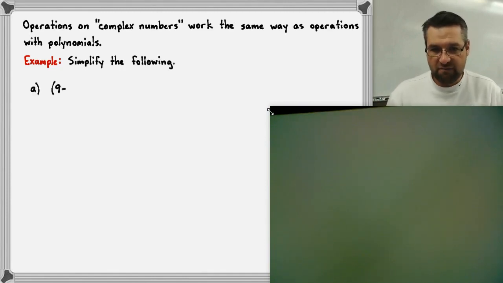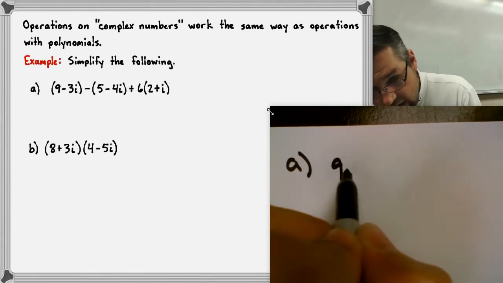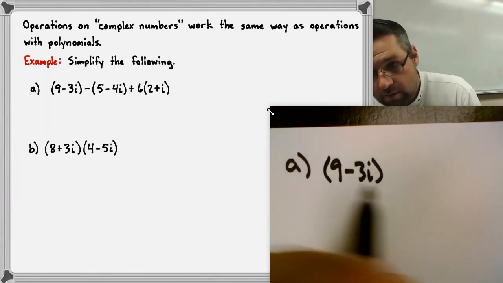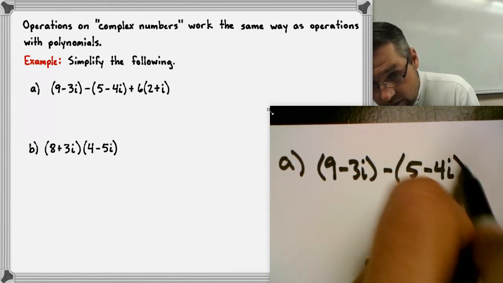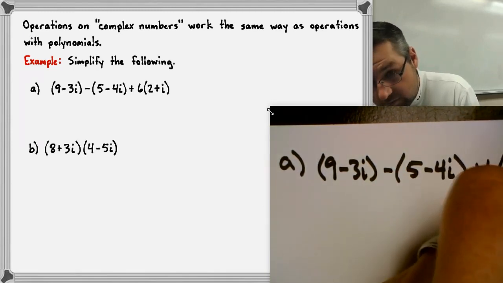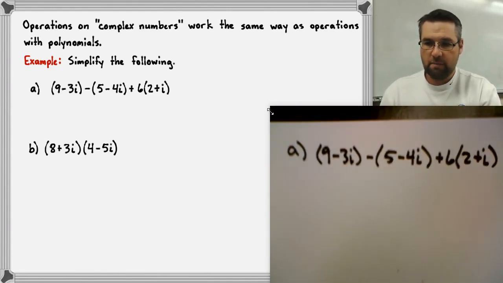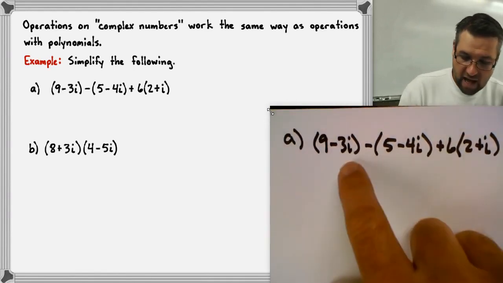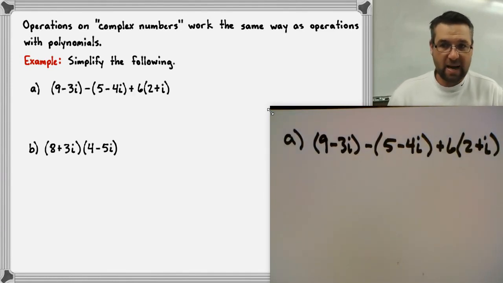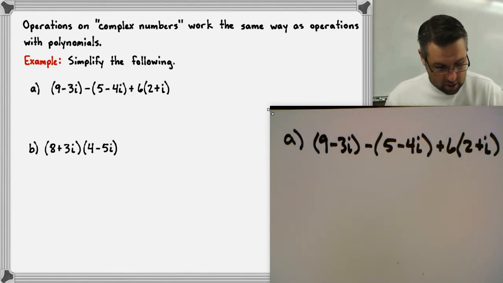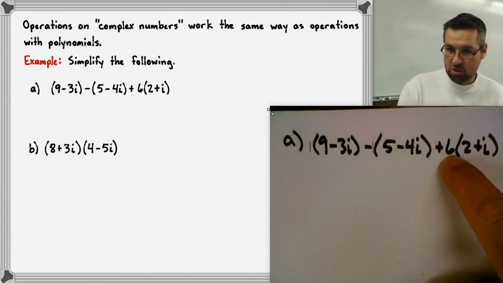It says to simplify the following. So for A, we have 9 minus 3i minus 5 minus 4i plus 6 times 2 plus i. Okay. All right. Now, how do I simplify that? Just like if it was an x, we would simplify this the same way. We're going to distribute, we're going to combine like terms, and we're just going to go with it. So remember, when we have parentheses here, we want to distribute the ones that are out front. In this case, we're going to distribute the 6.